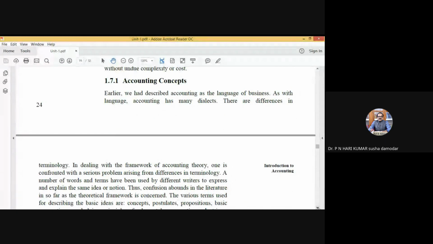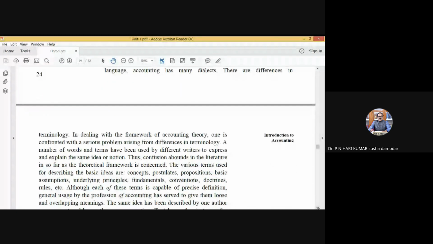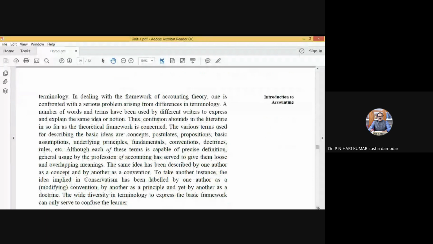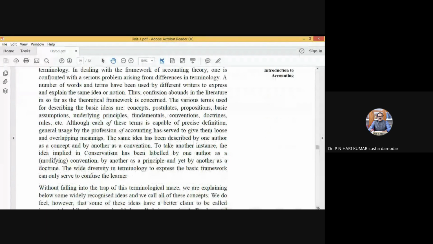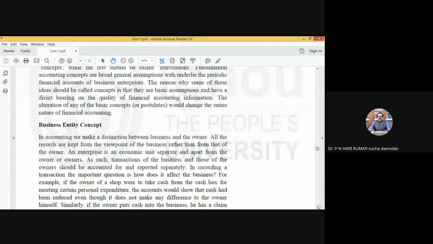Next, accounting concepts. This is very, very important for examination. What are accounting concepts? There are certain theories and principles of accounting which clearly govern the preparation of books of accounts.